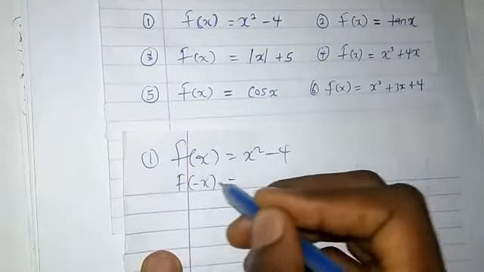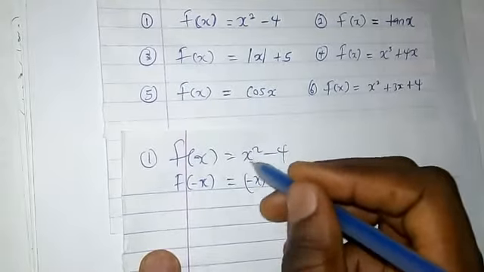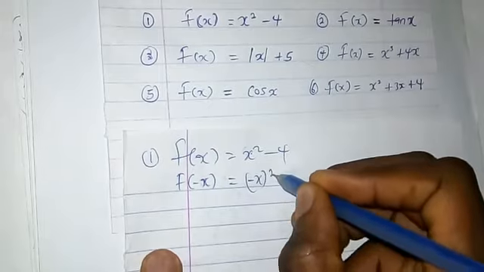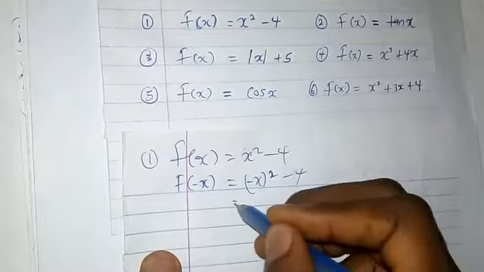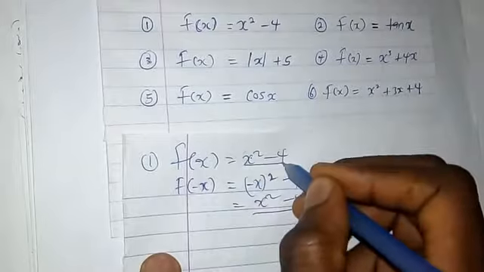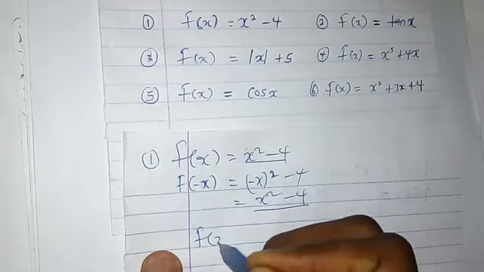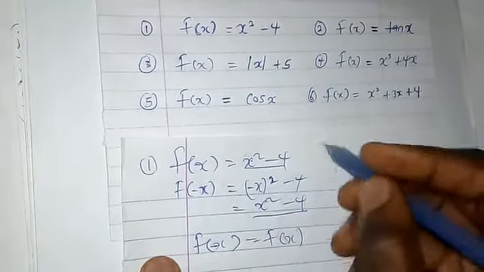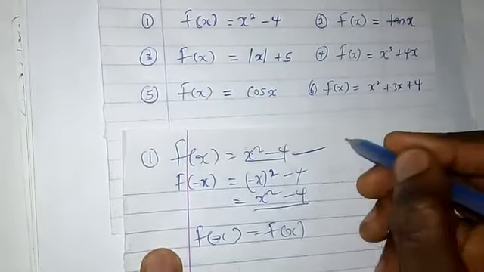So f of minus x equals minus x squared minus 4. I substitute minus x into the x squared, replacing your x, then minus 4. Simplify this and you have x squared minus 4, which is the same thing as your f of x. That means f of minus x is equal to f of x given to you, which means this function is an even function.